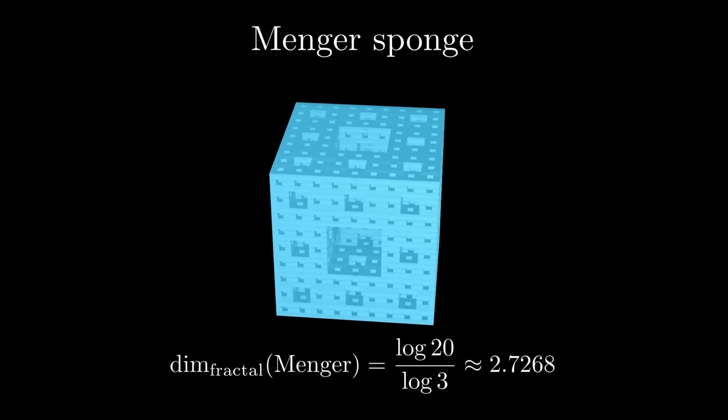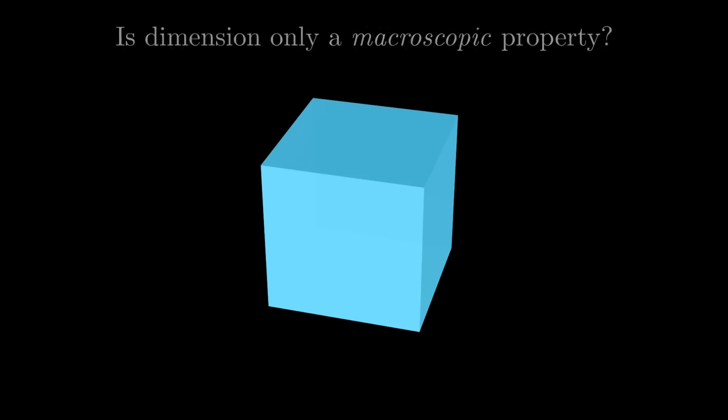Typically, we don't think of dimension as a local property. That is, we shouldn't be able to zoom in on just one point in the set and know just from this point how big or small the entire set is. Instead, we're supposed to be able to zoom out, regard the entire set in order to determine its dimension. But what if that's not the whole story?